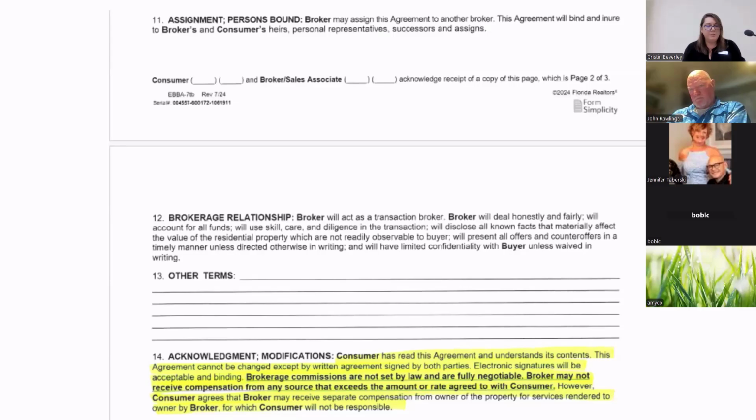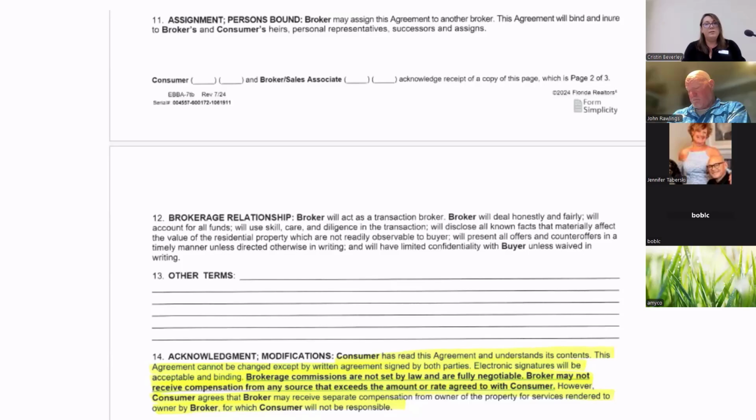Electronic signatures will be acceptable and binding. The broker's commissions are not set by law and are fully negotiable. Broker may not receive compensation from any source that exceeds the amount or rate agreed to with the consumer. However, the consumer agrees that the broker may receive separate compensation from the owner of the property for services rendered to the owner by the broker, for which the consumer will not be responsible. In that instance, you might have both sides of the transaction.